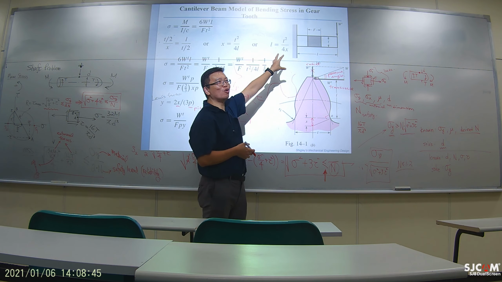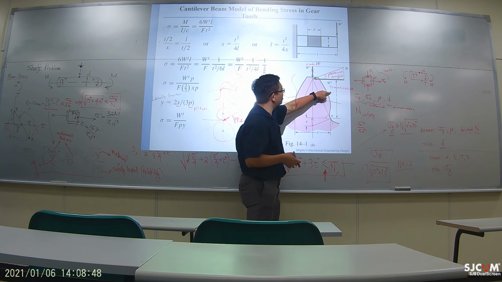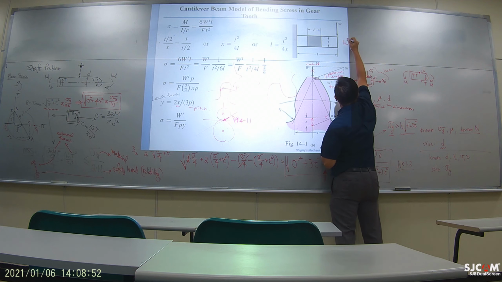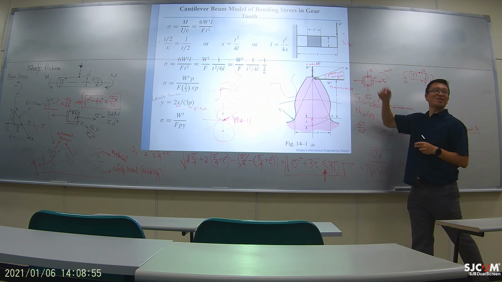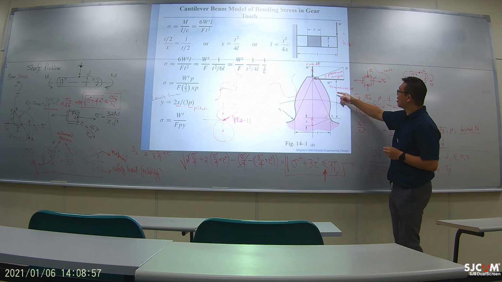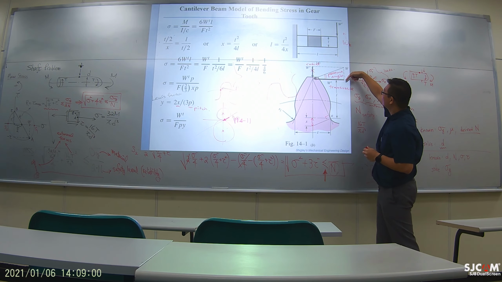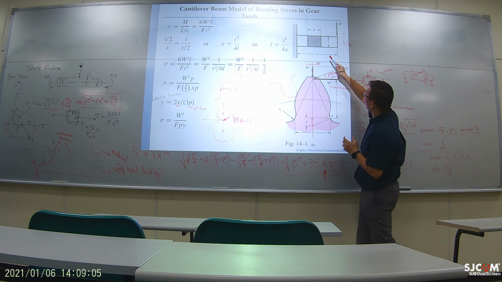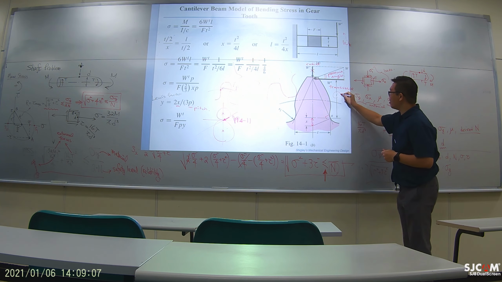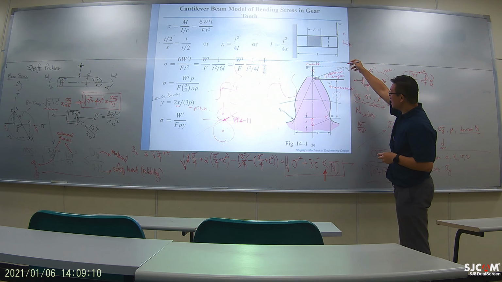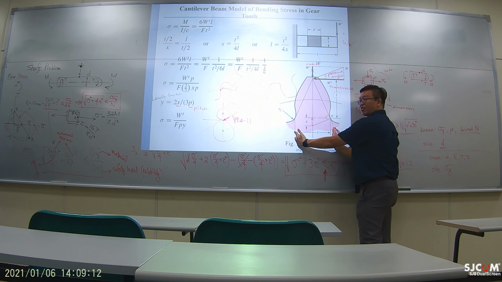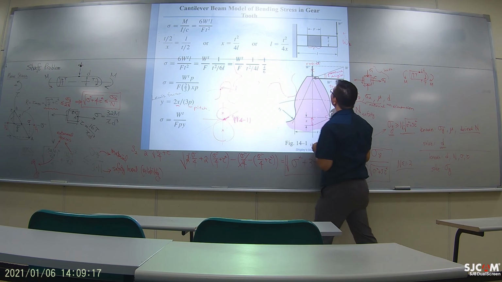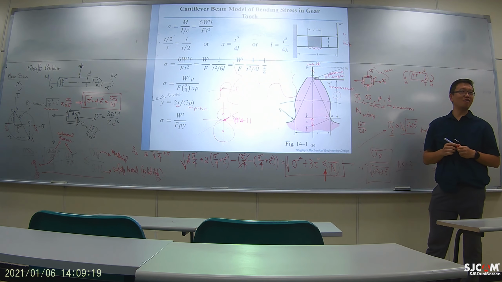So for the force condition, they only care about the transverse, so that would be the WT right there. So WT will be the load times the cosine of the pressure angle. And then L would be the length of the tooth, and T is like the width right here. So what does this part mean? That is the cross section of the cantilever.